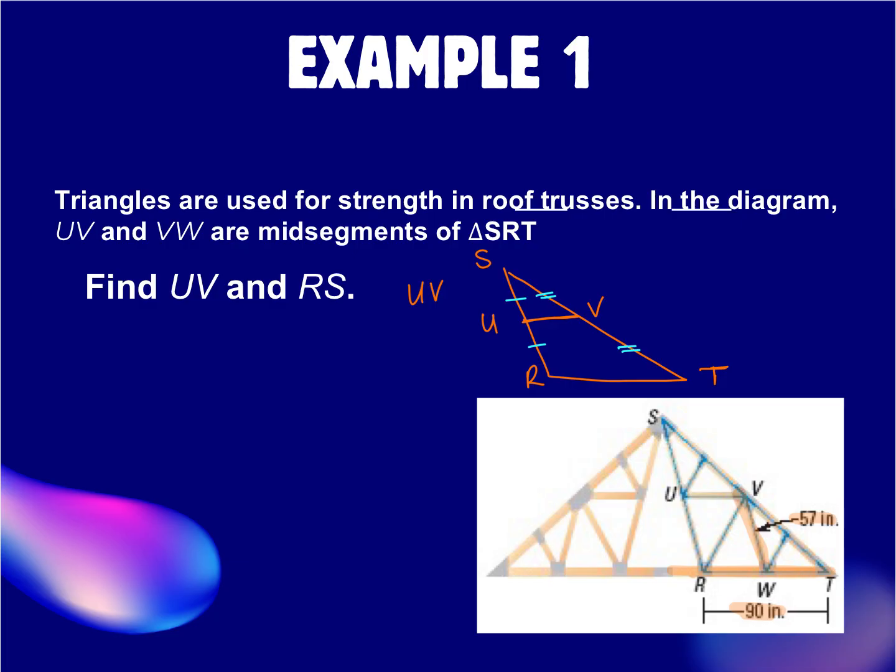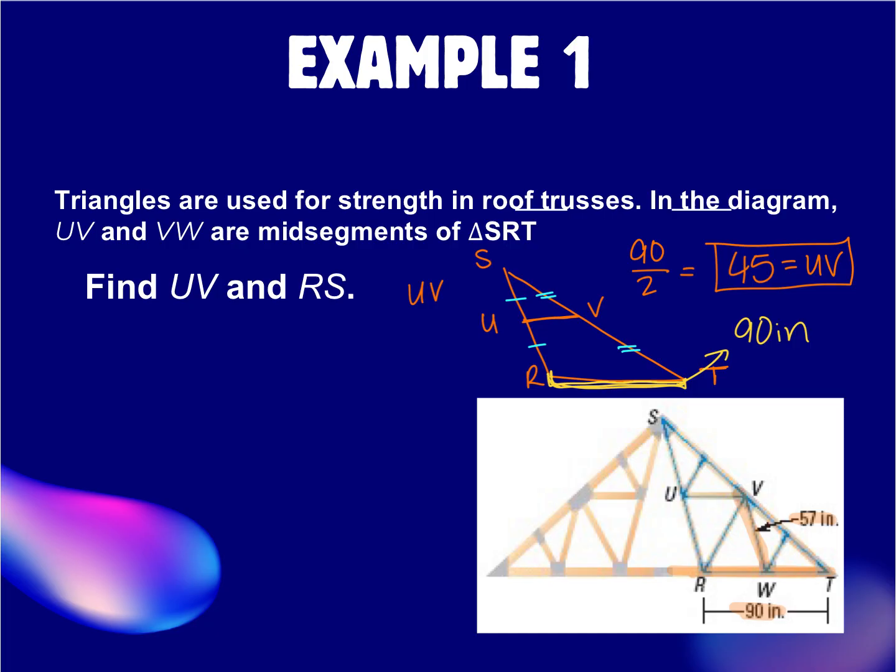Looking at it, they're giving me RT. RT is how many units? Good, it's 90 inches. If I know what RT is, how would I find UV? Tristan? 90 divided by 2. Perfect, that's all you have to do. 90 divided by 2 is 45. So that's what my UV equals. Do we have any questions on that one?